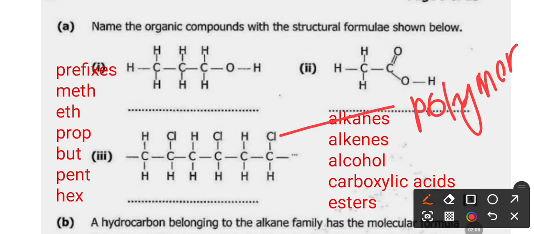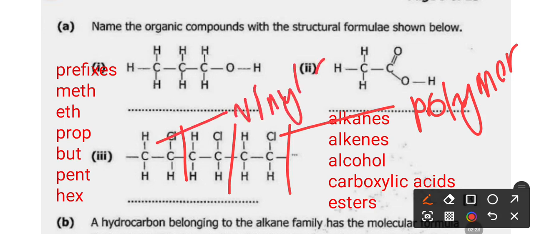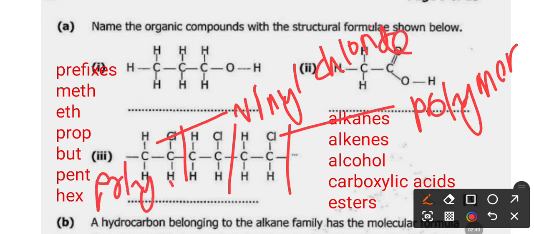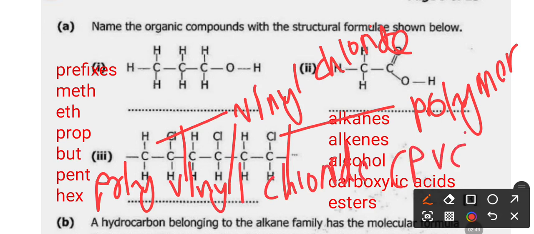Remember, a polymer is an organic compound that is made up of many repeating units called monomers. As we can observe here, we have these repeating units, and the name of this monomer is vinyl chloride. The name of this entire polymer is polyvinyl chloride, or simply PVC.